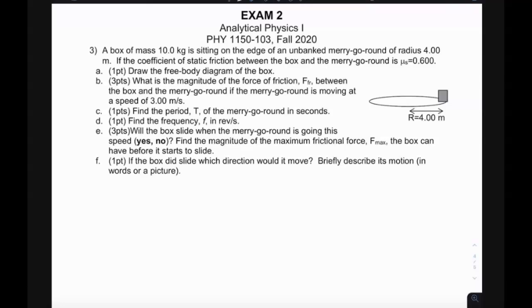I'll now go over question 3 on exam 2. Question 3 is stated as follows. A box of mass 10.0 kilograms is sitting on the edge of an unbanked merry-go-round of radius 4.00 meters. If the coefficient of static friction between the box and the merry-go-round is mu sub s equal to 0.6000, part A, draw the free body diagram of the box.